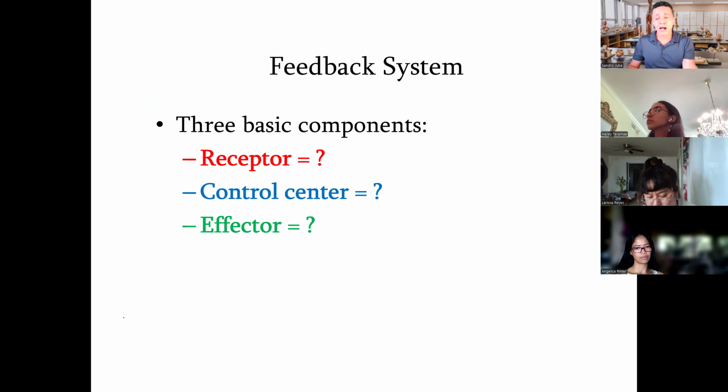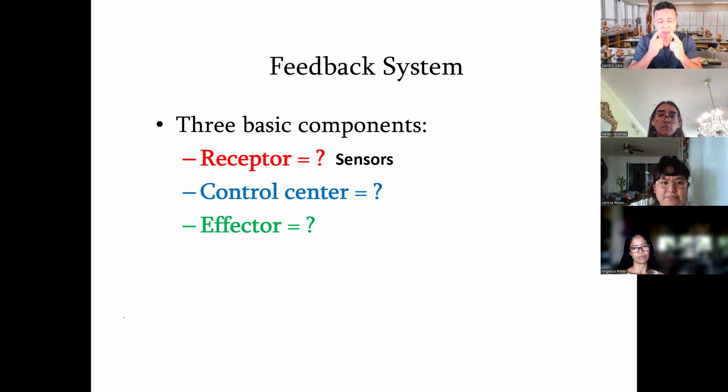The receptors are the sensors in our body, guys. And we have sensors everywhere on the surface of our body, inside of our body. And let me give you some examples. We have sensors inside of our eyes that sense light. We have sensors inside of our ears that perceive sound. We have sensors inside of our nose that perceive smell. We have sensors on our tongue that perceive taste. These are all different sensors.